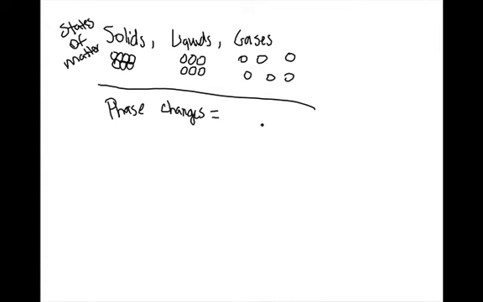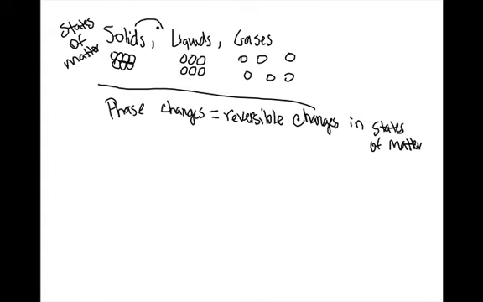So, phase changes. Phase changes are going to be reversible changes in states of matter. So we could be going from a solid to a liquid, or a liquid to a gas, and so on. These are what we call phase changes. And in order for phase changes to occur, we need to look at two specific parts.